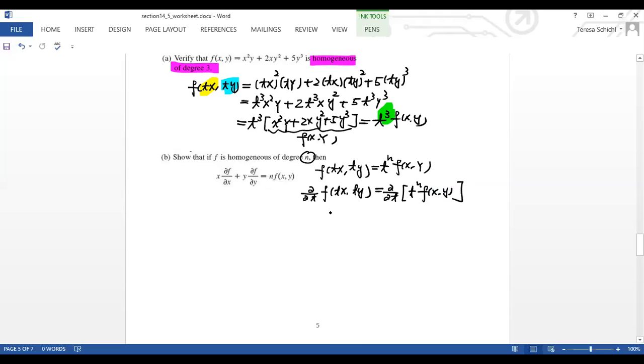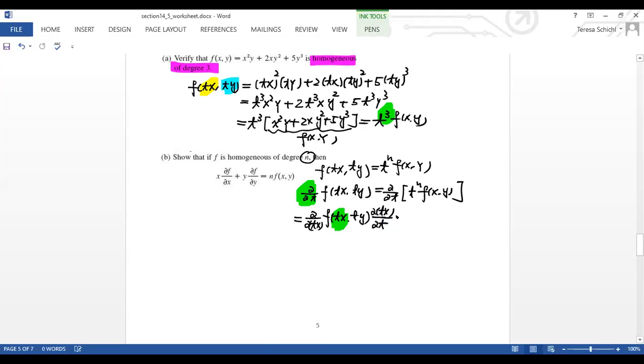Because this function involves tx, this is a very good problem for the concept of partial derivative. I need to take the partial derivative with respect to t here. So on the left side, you take the partial derivative of f of tx, ty, and then you need to do the chain rule. That means you take the partial of the tx, you need to take a derivative with respect to t.